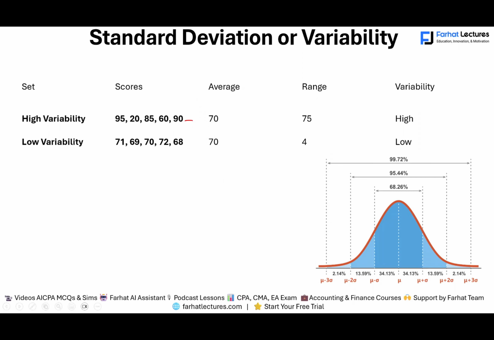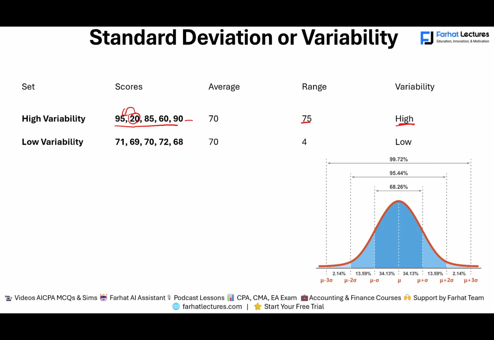However, the variability, how much these scores vary, each student from the other, they vary a lot. And the range in this section goes from 20 to 95. The range is 75. It's a high variability.